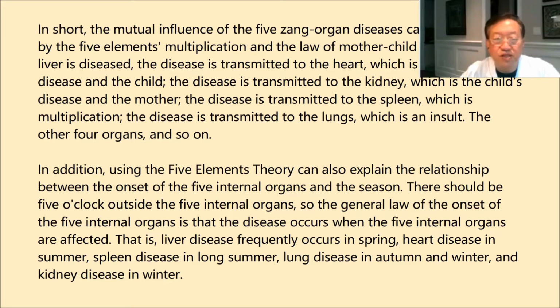In addition, using the five elements theory can also explain the relationship between the onset of the five internal organs and the season. There should be a simultaneous relationship between the time of day, time of season, and the five internal organs. So the general law of the onset of illness in the five internal organs is that liver disease frequently occurs in spring, heart disease in summer, spleen disease toward the end of the summer, lung disease in autumn, and kidney disease in winter.